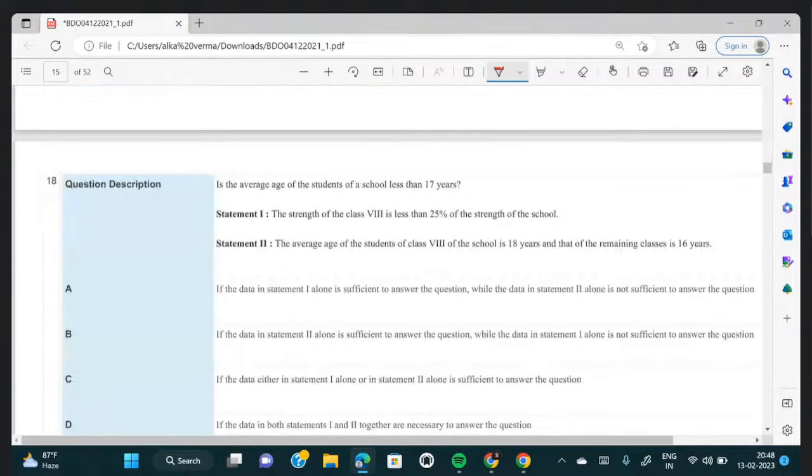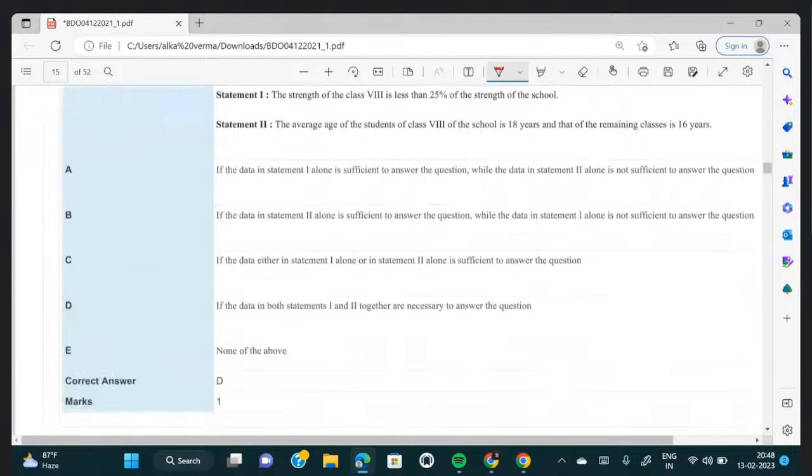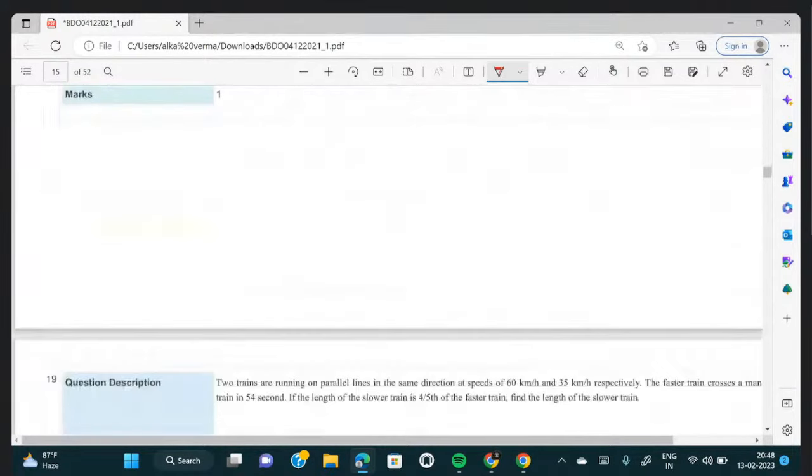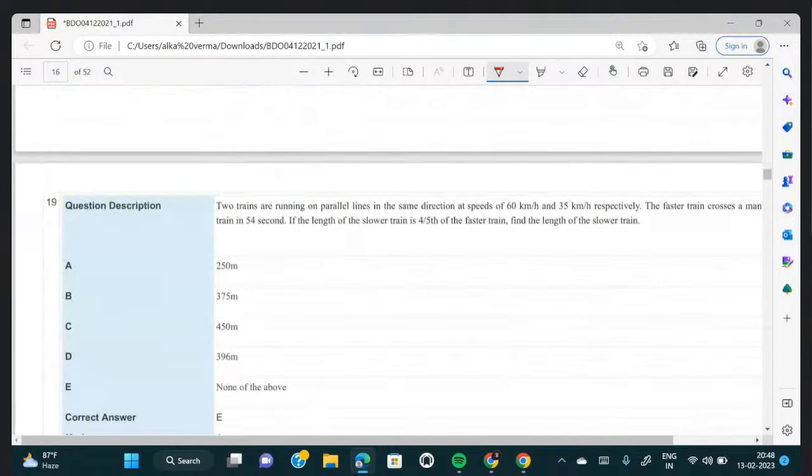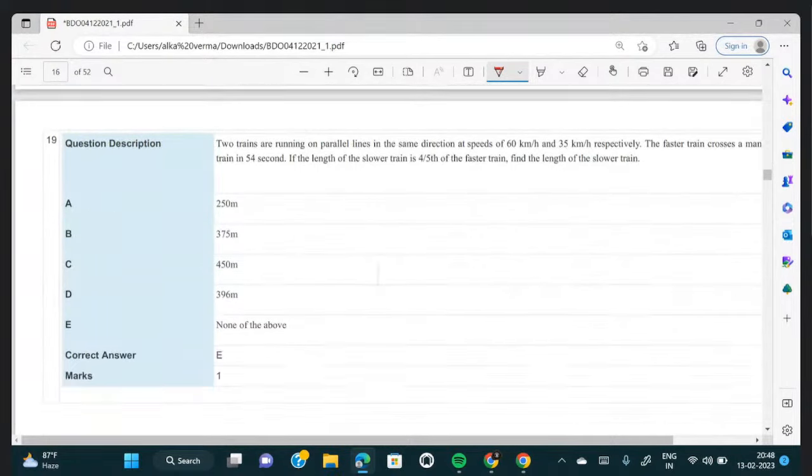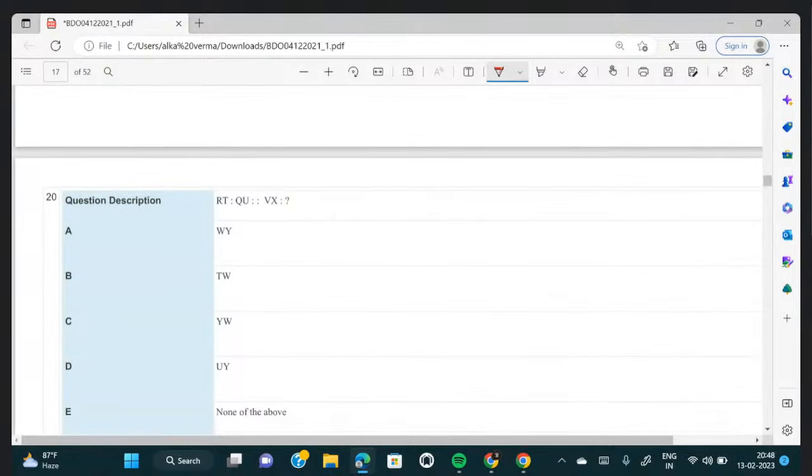Question number 18. Question number 18 is a math part. Math faculty will be taking this question. Same with 19. Now, question number 20.